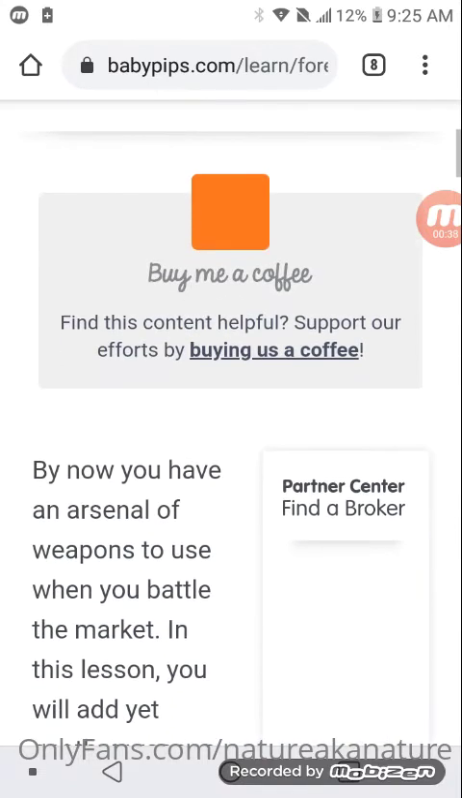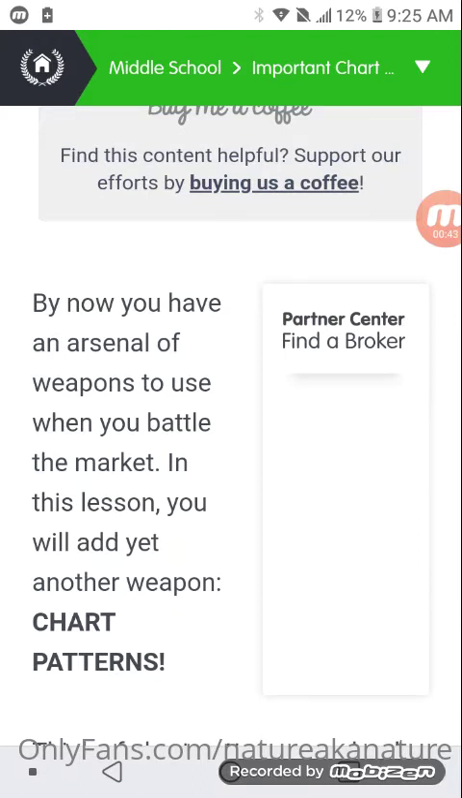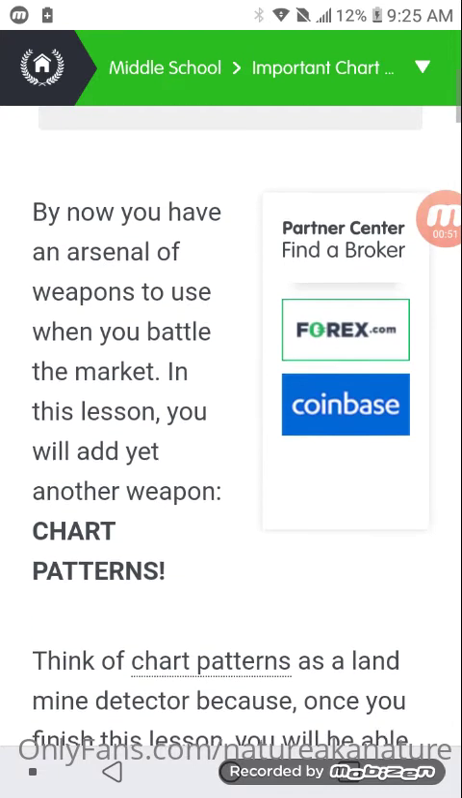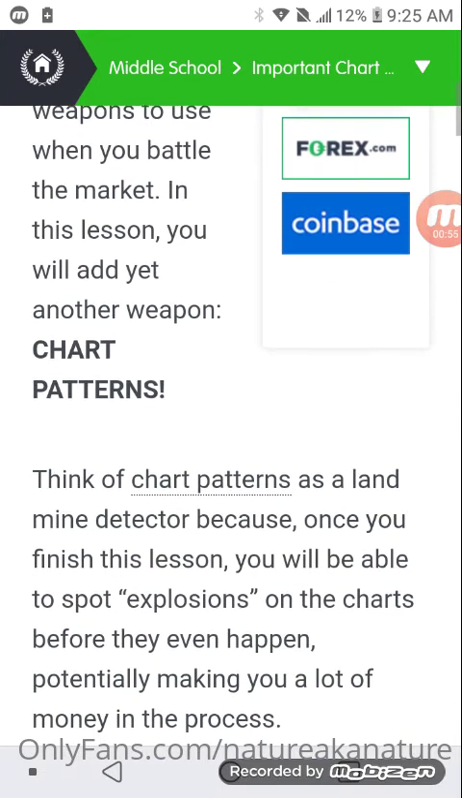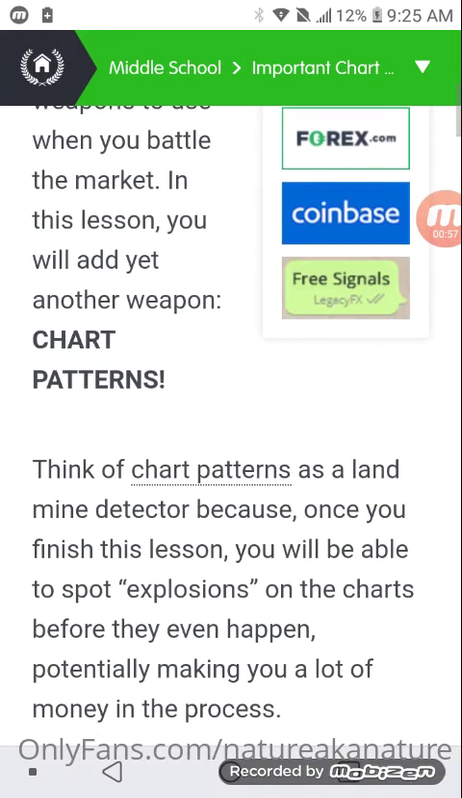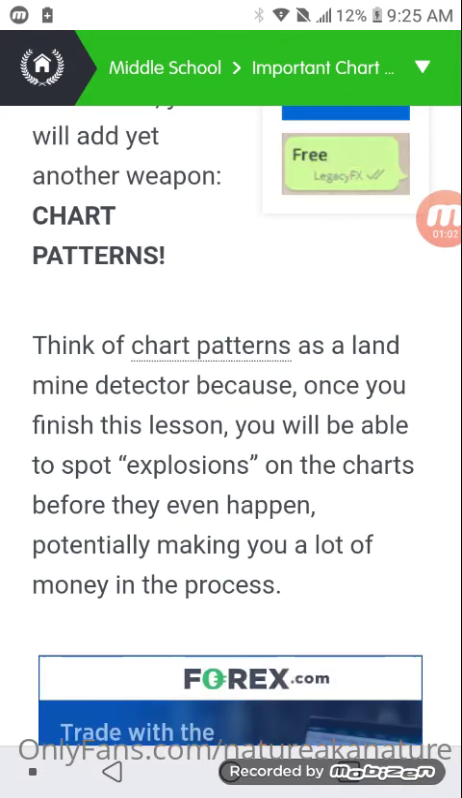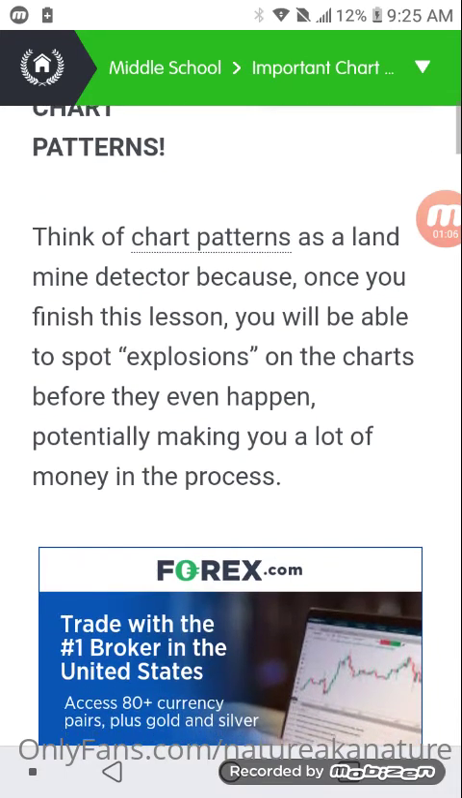So chart patterns, schematics. By now you have a lot of arsenals and weapons in your game to use when you're in a battle in the market. In this lesson, you will add yet another weapon, chart patterns. Think of chart patterns as a landmine detector, because once you finish this lesson, you'll be able to spot explosions on the chart before they even happen, potentially making a lot of money in the process.